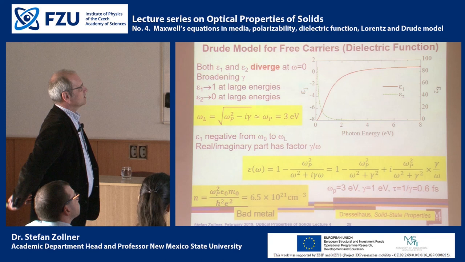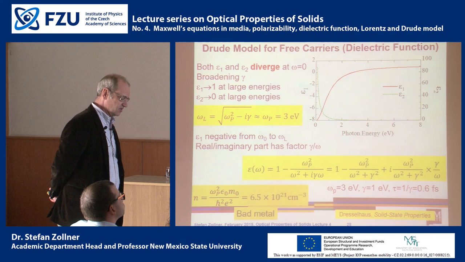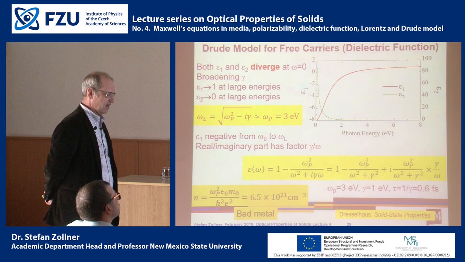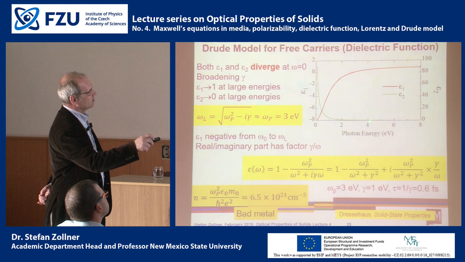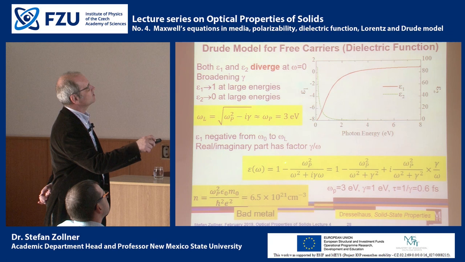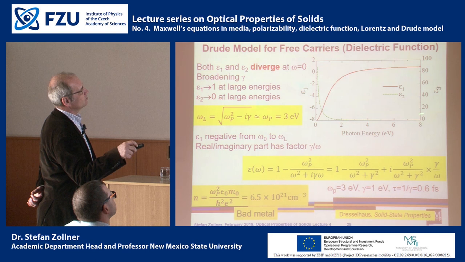What does the dielectric function look like for the free charges? Because the resonance frequency is 0, instead of having a peak at a resonance frequency, we see a divergence at 0, because that's where the resonance frequency is. So epsilon 1 goes to plus infinity, and epsilon 2 goes to minus infinity. At large energies, epsilon 1 goes to 1, and epsilon 2 goes to 0.